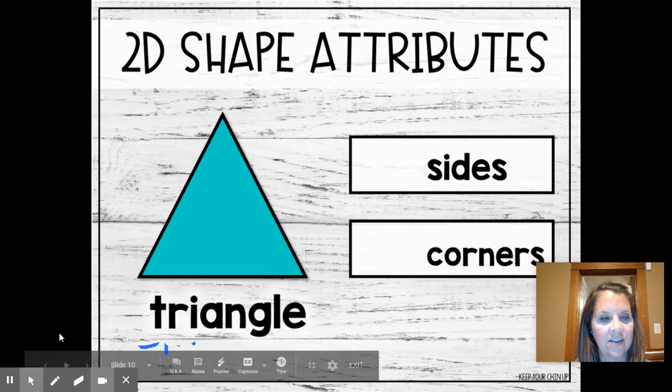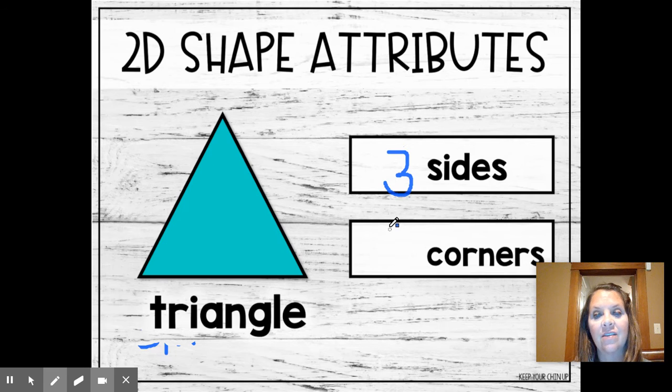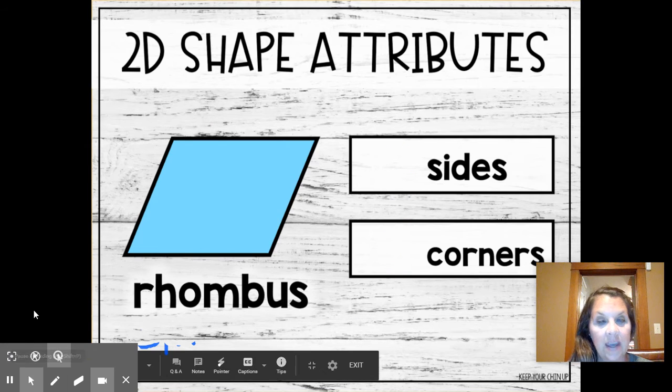Good. That answer is 3. A triangle has 3 sides and 3 corners. And by the way, if all the sides are the same size, we call that a regular triangle or a regular polygon. If they're not the same size, we call it an irregular polygon or triangle.